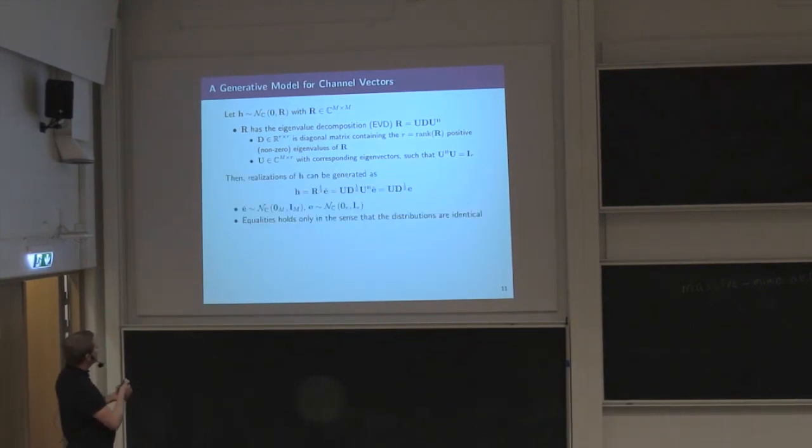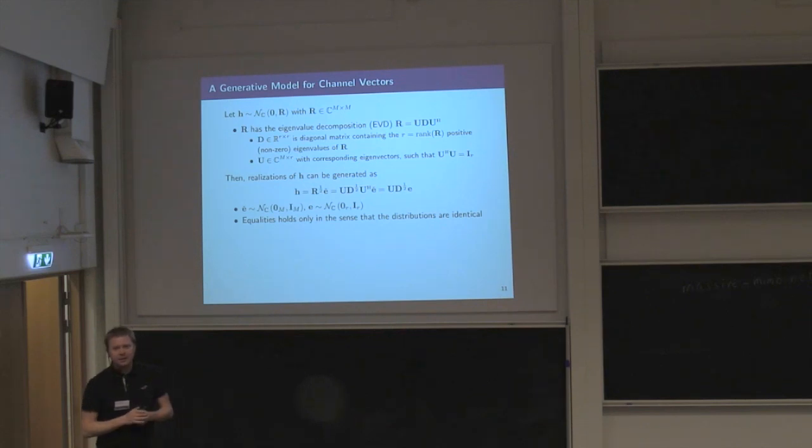Then a way to generate realizations of the channels will be to take the square root of the covariance matrix and multiply it with something that is complex Gaussian with zero mean and an identity covariance matrix, so some kind of IID Rayleigh fading thing. What does it mean to take the square root of a matrix? Well, that essentially means to take this eigenvalue decomposition and take the square root of each of the eigenvalues instead.